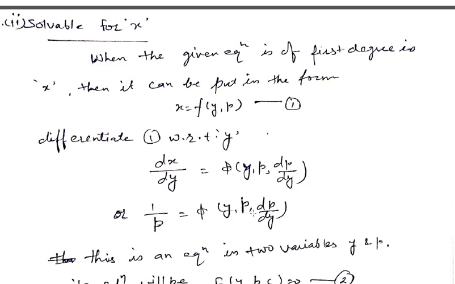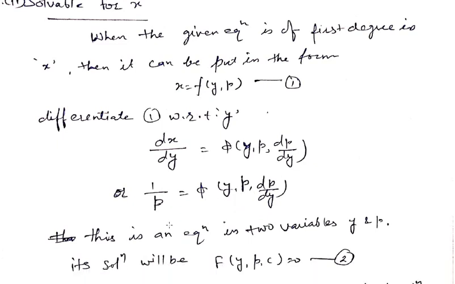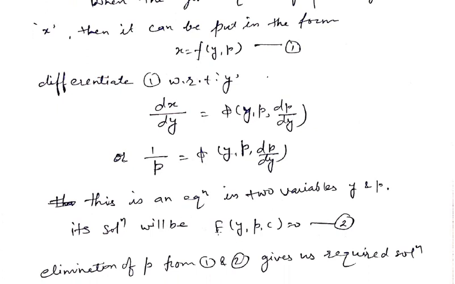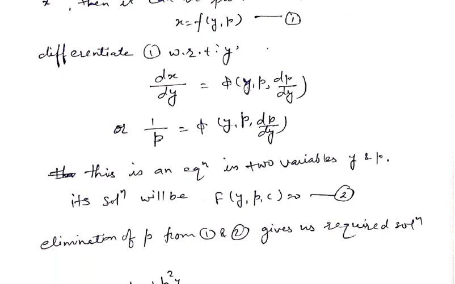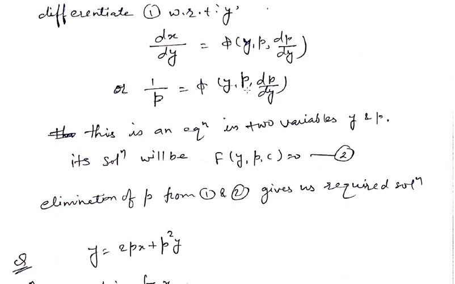This is an equation in two variables y and p, which gives us a solution, which is a capital F function of y, p, and c. Now from this equation number 2 and equation number 1, we will eliminate p and get a relation between x, y, and c, which is the required solution. The important thing is we have to eliminate p from the obtained solution, which is in y and p, and from the given equation. After eliminating p, we get a resultant relation between x and y, which is the required solution.